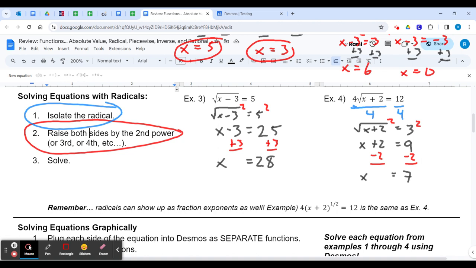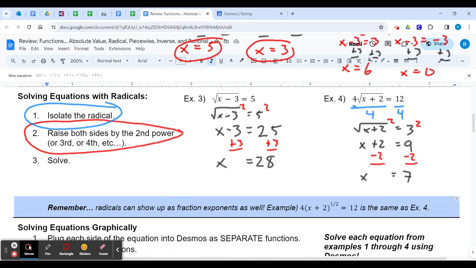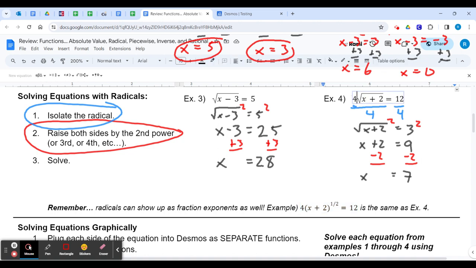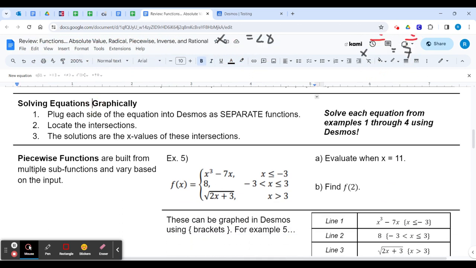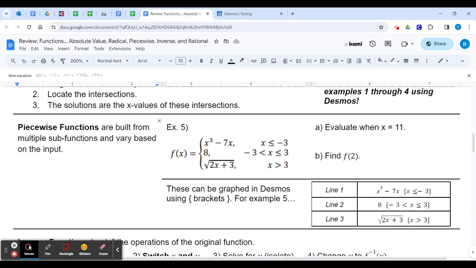One quick final note. With radicals, keep in mind that they can show up as fraction exponents as well. So this expression here, 4 times x plus 2 to the 1/2 power equals 12, is the same exact thing as this expression here, 4 square root of x plus 2 equals 12. We already worked through solving graphically for these, so we can move on to piecewise functions.